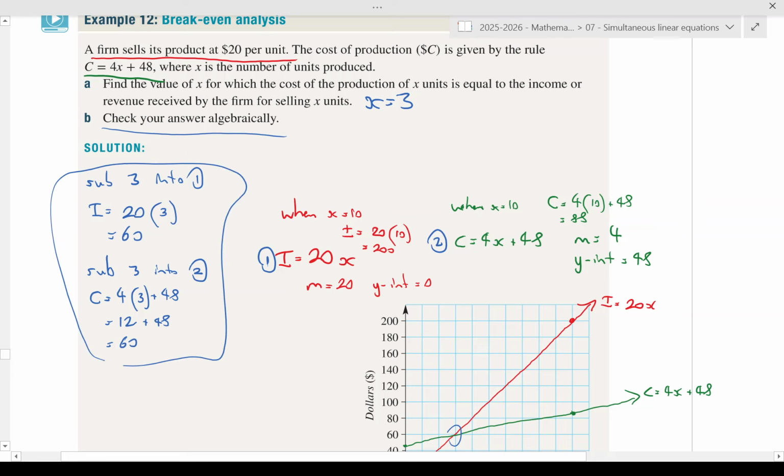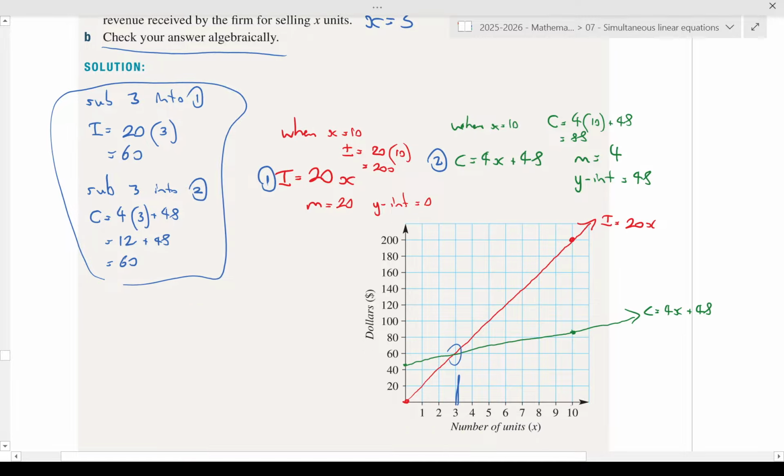By putting that in, you can see that if I've got the same x value, I'm getting the same y value, but it's only in that place. If we put any other x value in, we would not get the same y values. Okay, so that's why it's called the break-even point. All right, I hope that made a bit of sense.